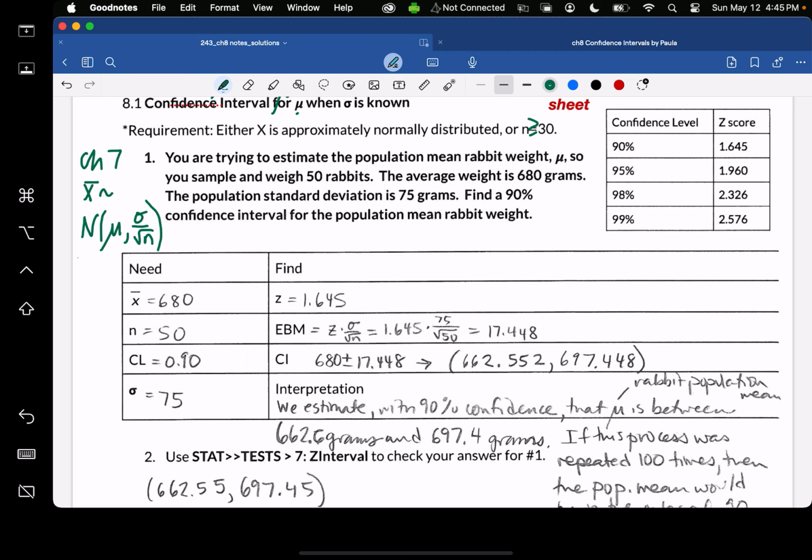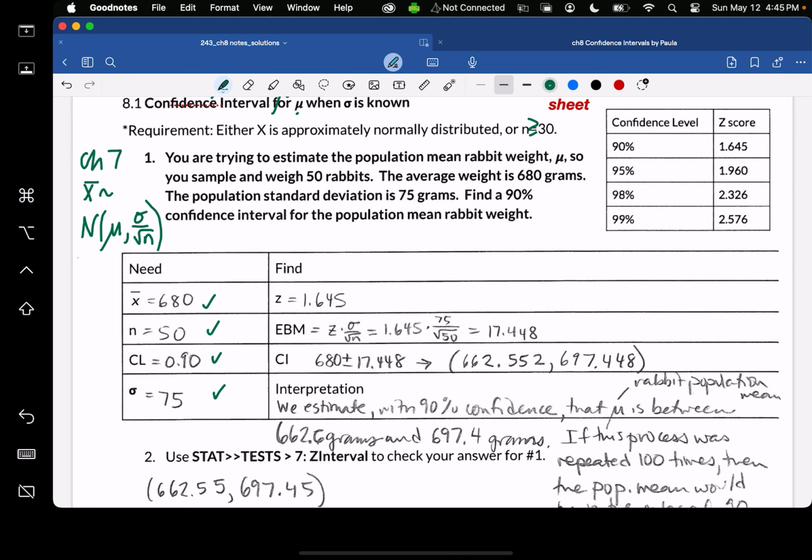Now I've organized the given information. All of the given information in the problem I've organized here in the need column. We need to know the sample mean. X bar was 680 grams. The sample size n was 50 rabbits. The confidence level is 90%, so we write 0.90. And finally, sigma is given to us. It's 75 grams. So we needed all four of those pieces of information. And now we're going to go through these 4 steps in order to get the confidence interval for the population mean.